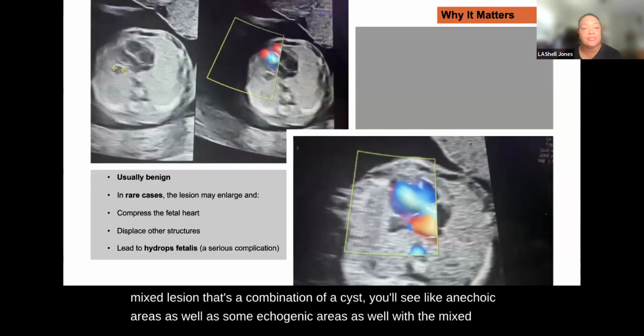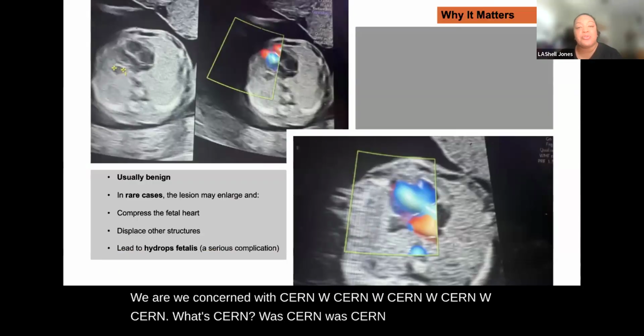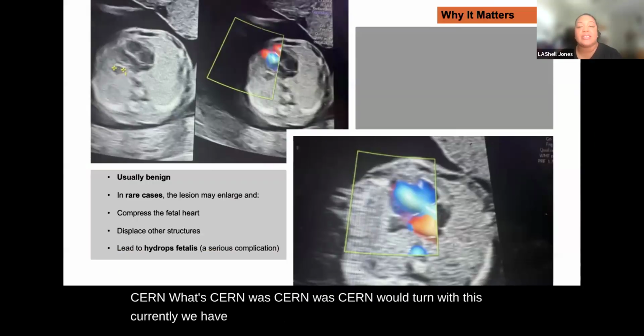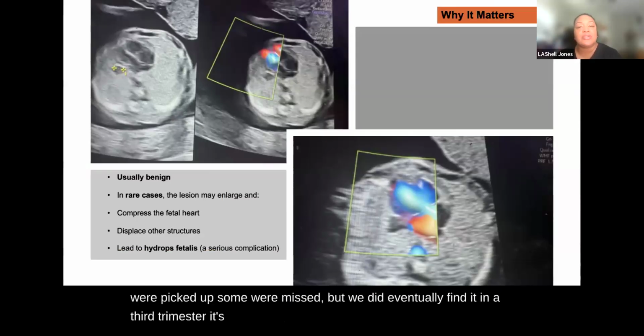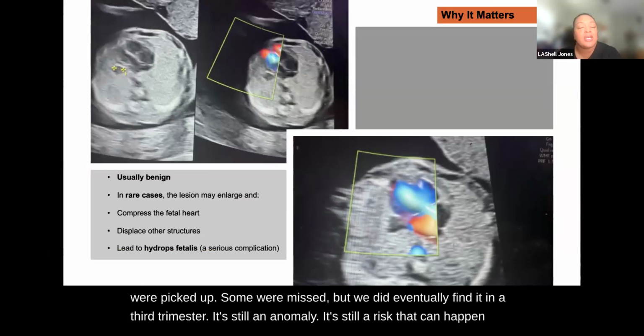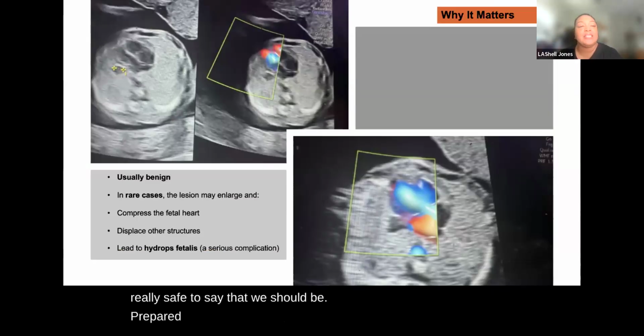All right. Now, why does it matter? Well, this is rare. Why are we concerned with this? Currently we have 3 cases within our practice of lung lesions that were picked up. Some were missed, but we did eventually find it in the third trimester. It's still an anomaly. It's still a risk that can happen. So it's really safe to say that we should be prepared when we find a lesion, what protocol to follow in order to document and diagnose.